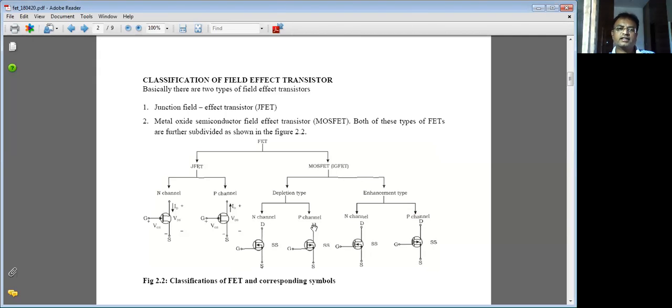So what you should understand from this is FETs are classified into JFET and MOSFET. JFET, once again, N-channel, P-channel. MOSFET, two types, enhancement and depletion. In turn, there are N-channel and P-channel. N-channel FETs are very popular. I will keep explaining only N-channel FET. At the end of the session, I will make you understand what is the difference between N-channel and P-channel. Very small difference.